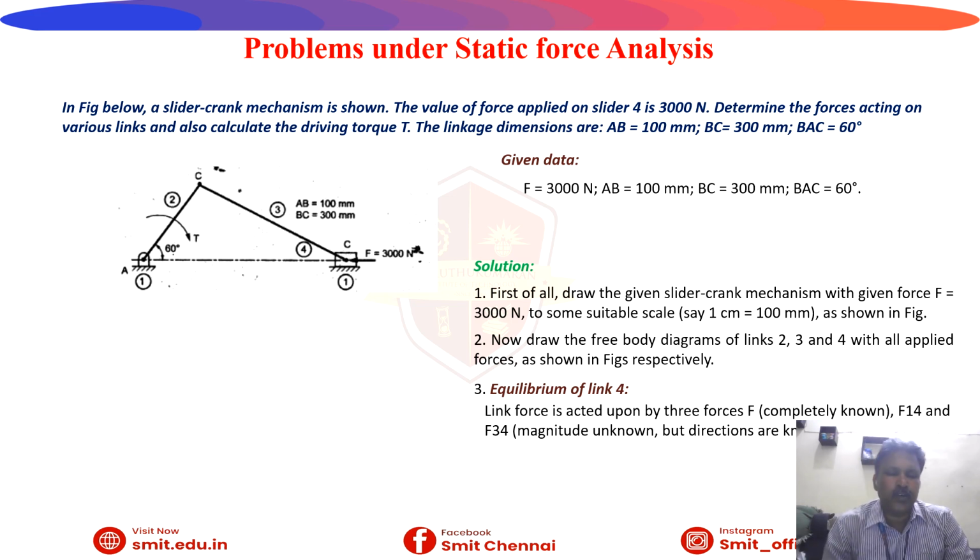What is the first step you always have to do? We have to fix a suitable scale. What we fixed in the previous problem, the same thing we have to do here also: 1 centimeter equals 100 mm. Then draw the free body diagrams for links 2, 3 and 4 with all applied forces. Then we have to analyze the various links, which one is known and which one is unknown.